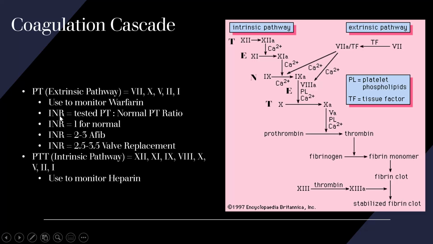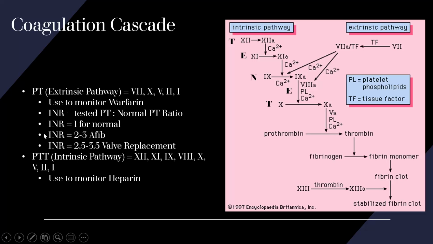Now the INR, which stands for International Normalized Ratio, basically just gives you a ratio of your patient's PT to a normal PT. So an INR of 1 is normal, meaning that your patient's PT is exactly what it should be. It's the same as what a normal PT is.